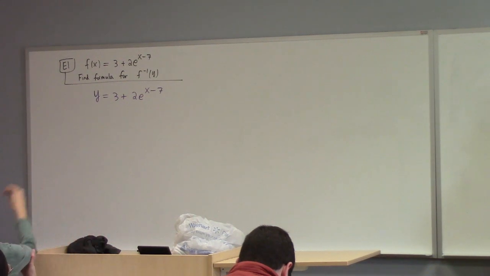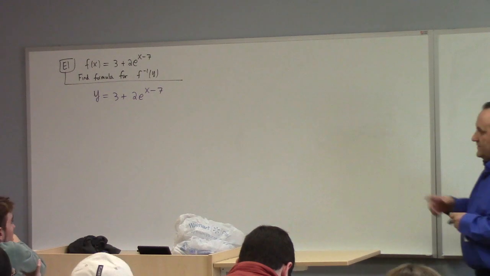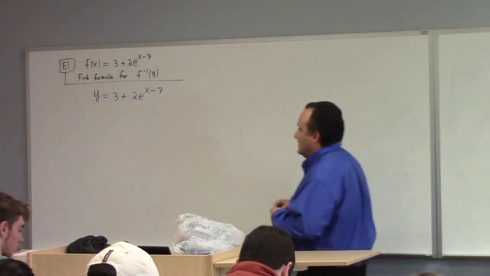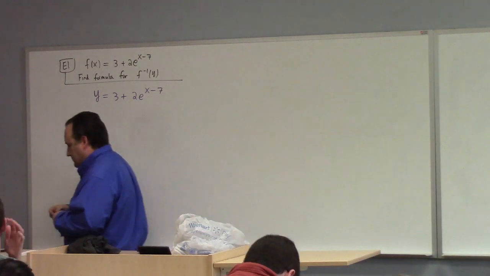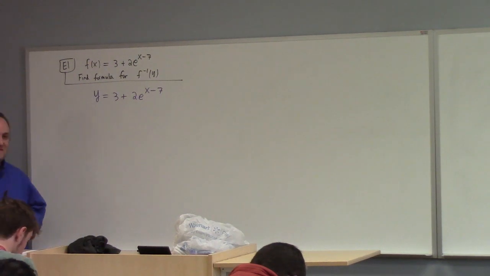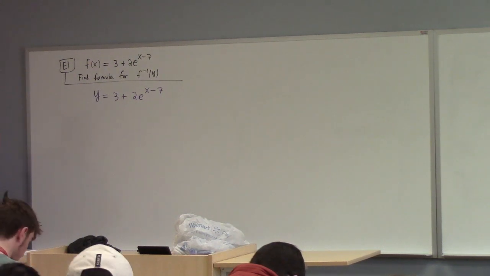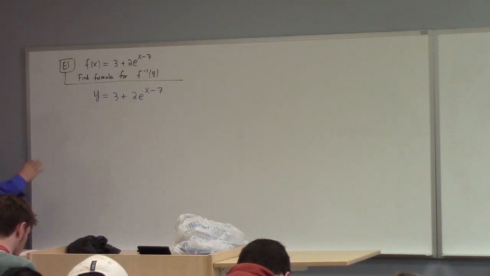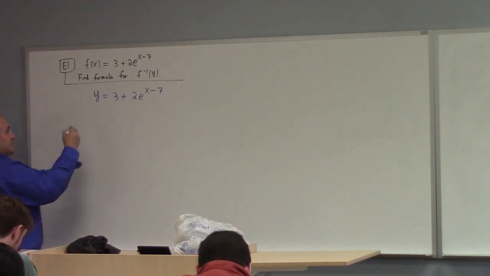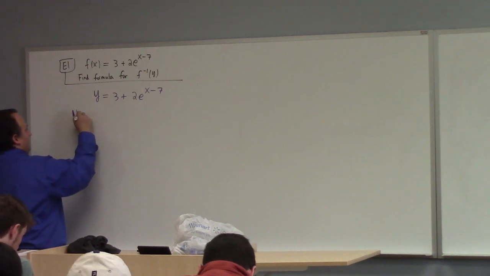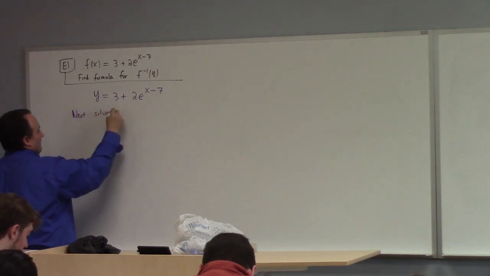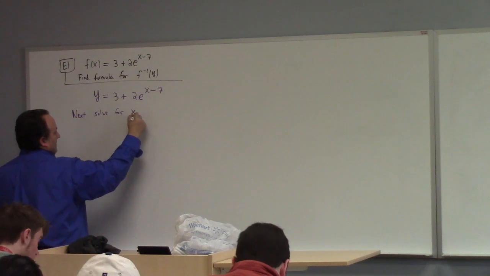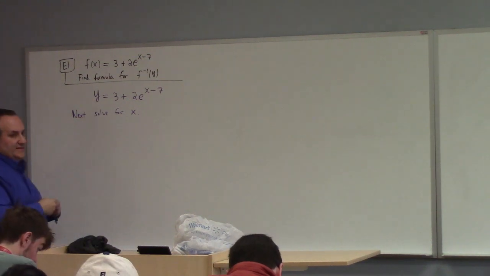I moved x to the left, yeah, I don't do that. I solve for x now. You can replace x and y at this point if you want, but then you'd be finding the formula for f inverse of x. All right, so next our goal is to solve for x. So we want to isolate x, right?